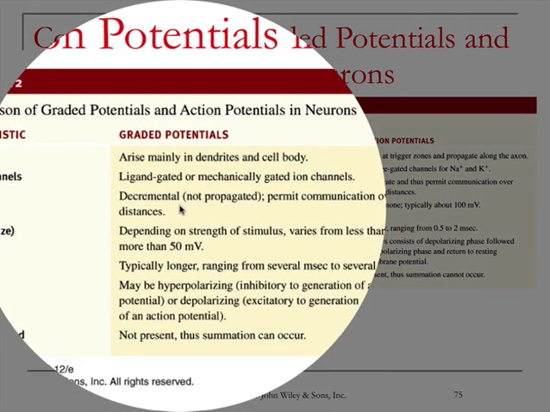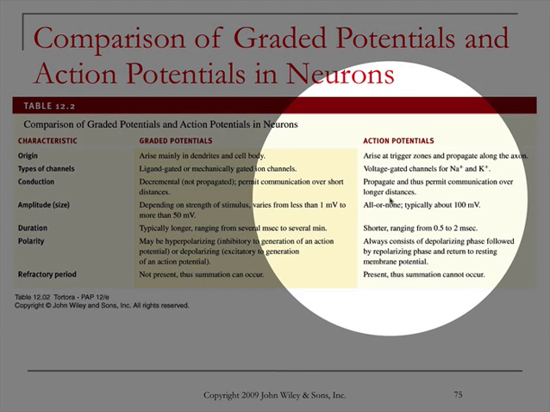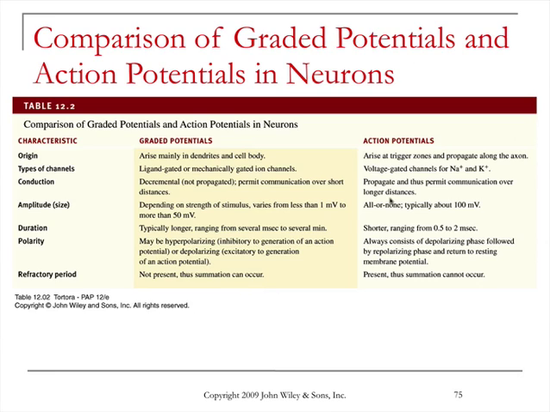Graded potentials are decremental, that is, they will decrease in size the further and further away they move from the source of stimulation, and therefore they permit communication over short distances. Action potentials, on the other hand, propagate, that is, they do not decrease in size, and therefore they permit communication over longer distances along the axons.